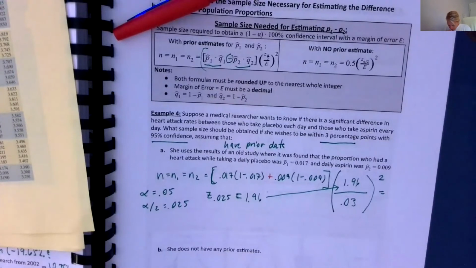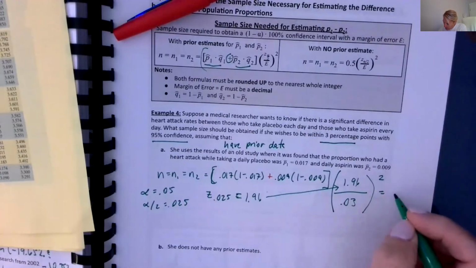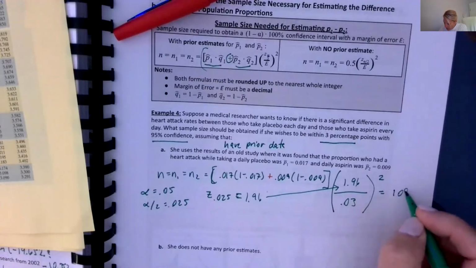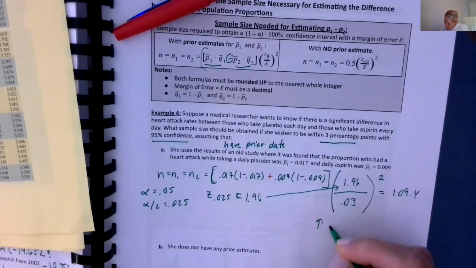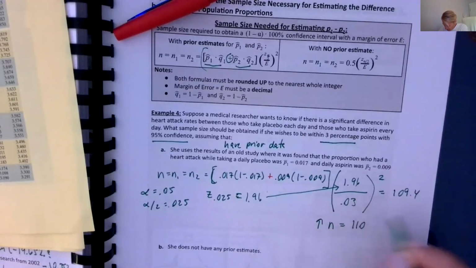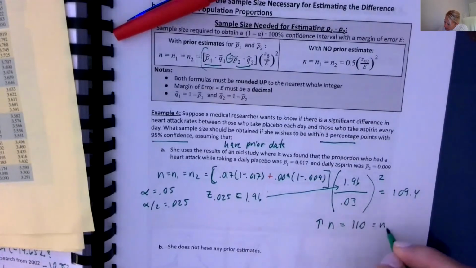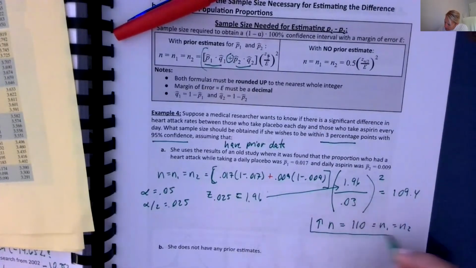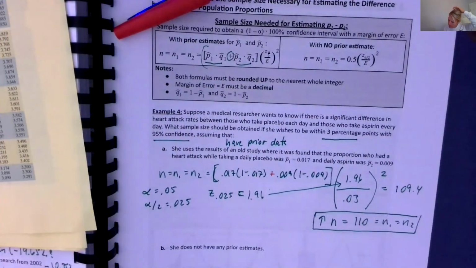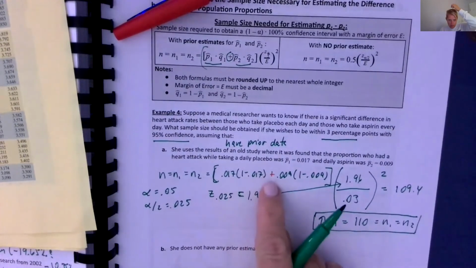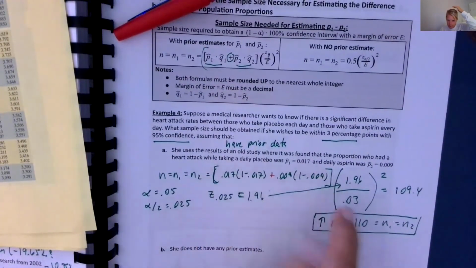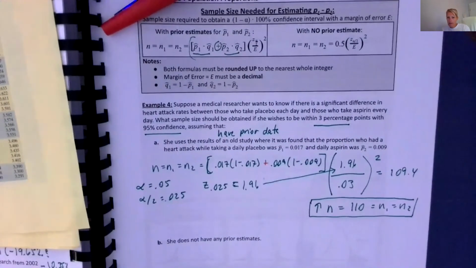And when we put all that in, that comes out to be 109.4. But we always round up to the nearest whole integers. So we should have sample 1 and sample 2 should each have 110 values in their data set. So remember to put brackets around the outside here. So it's very critical how you get this typed into your calculator. If you need help with that, let me know.